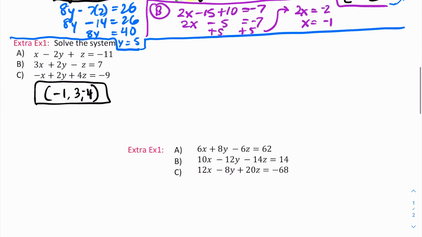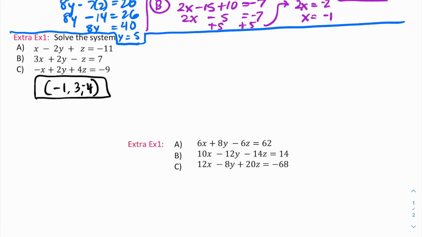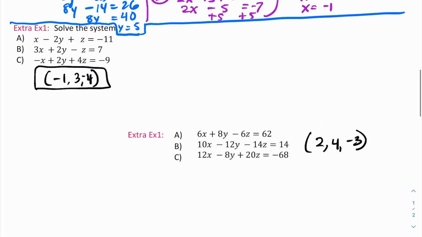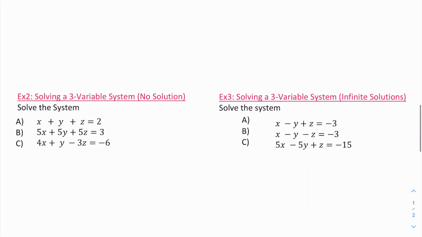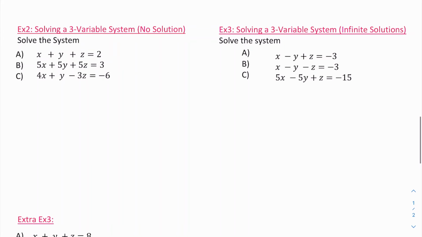For the next one, extra example 1, again, try these ahead of time if you want to know if you're doing them right, and then come back and check your answers. So you should pause the video. 2, 4, negative 3. And for the next ones, I am going to do these because they're slightly different. You could see when there's no solution and infinite solutions that I want you to know what the work will look like. Okay.